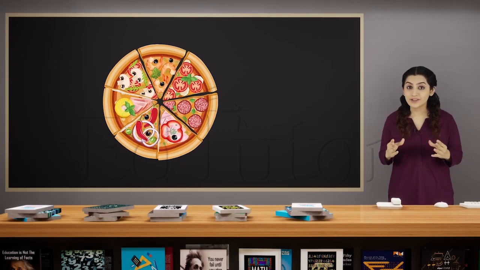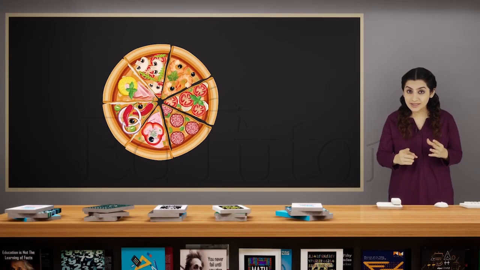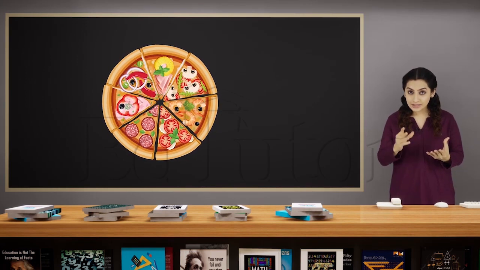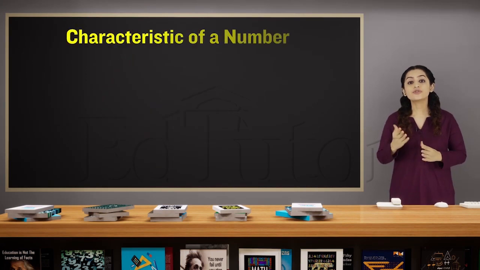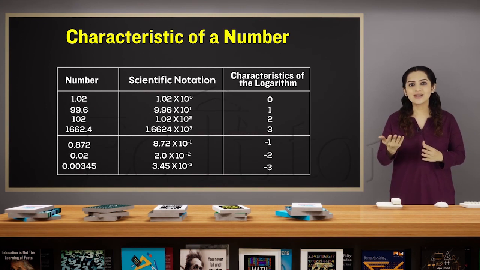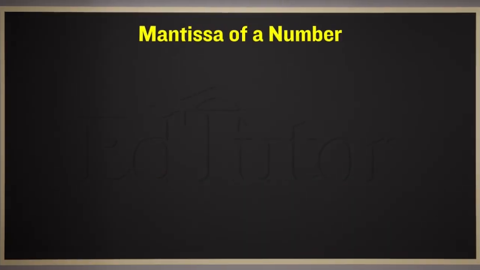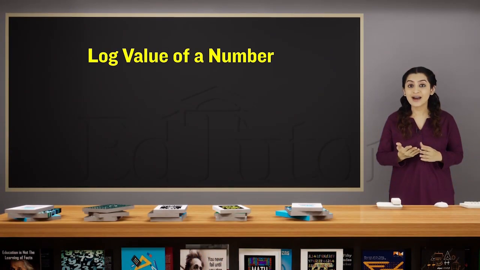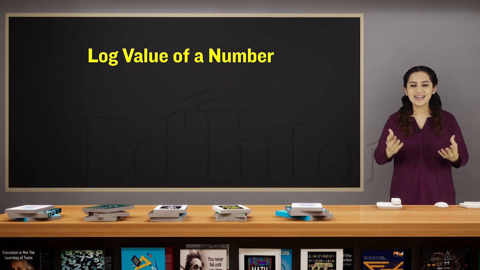There is a big difference between knowing the recipe of pizza and actually being able to cook it. Well, just like that, to find out the characteristic of a number, you'd use this small table here. And for the mantissa of a number, you'd use a log table, this big boy here. But do you know how to use these two to actually find the log value of a number? Don't worry, let's find out.